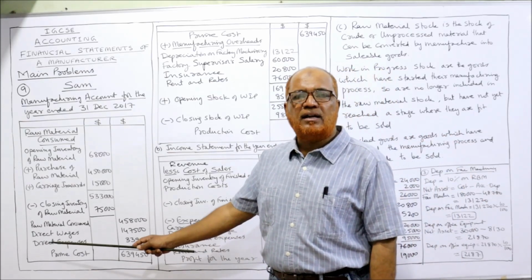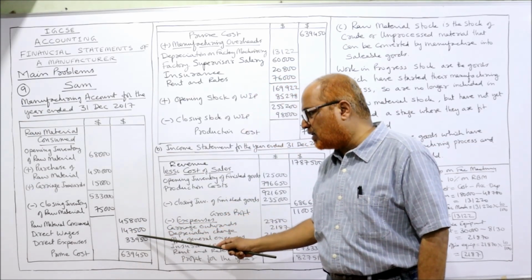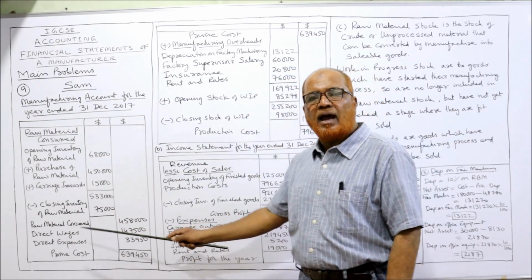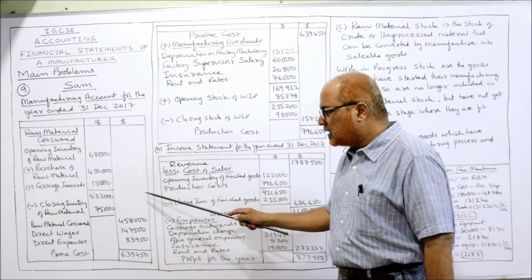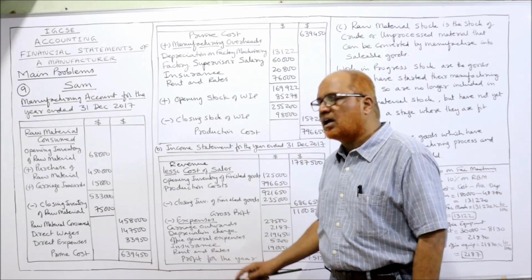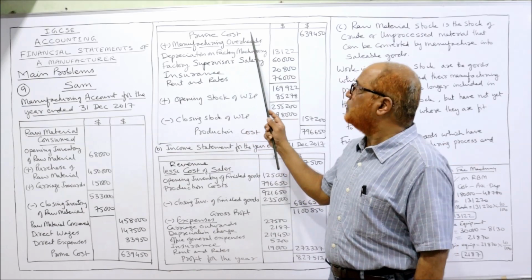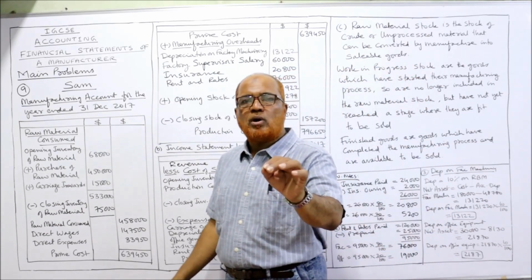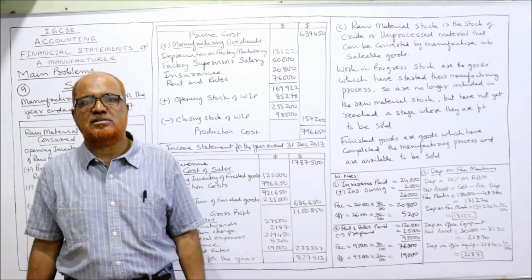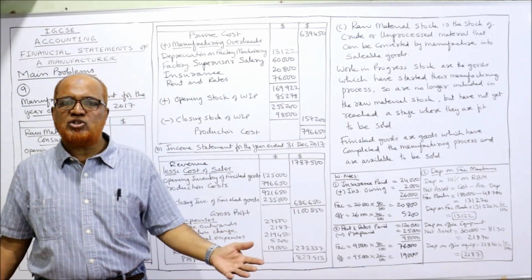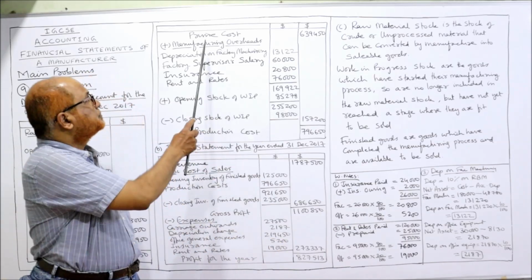To this we add direct wages and direct expenses. So direct factory wages are 1,47,500 given and direct expenses are given 33,950. It is given in the problem. Take the total of these three, 6,39,450 is the prime cost. We got the prime cost. Now to prime cost we add manufacturing overhead or factory indirect expenses. We can call it as manufacturing overhead or we can call it as factory indirect expenses or simply overhead.